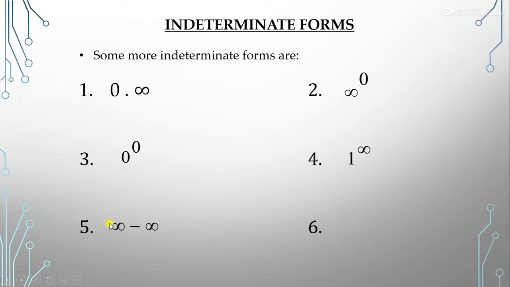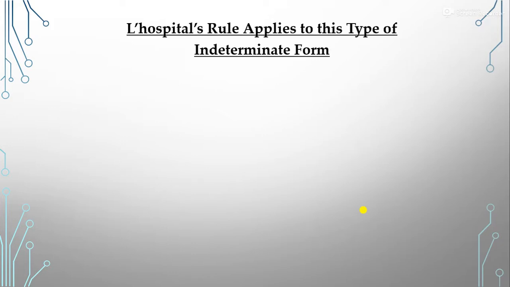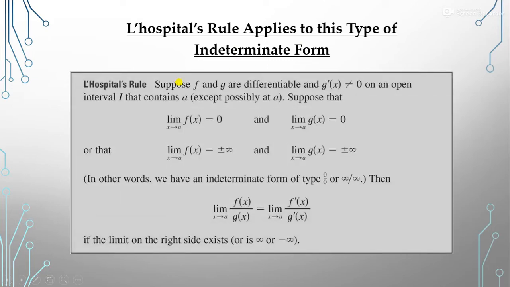Infinity minus infinity is also an indeterminate form, and 0 times infinity is also an indeterminate form. So like that, if we have such functions, all of these are indeterminate forms. Now the point is how to solve these types of indeterminate forms. One rule we have is the L'Hospital rule, which applies to this type of indeterminate form. So first of all, what is the L'Hospital rule?